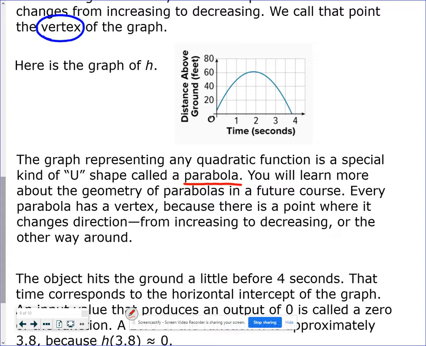Now, because we're talking about something going up and then coming back down, these all look like upside down U's, but there will be times when we'll have graphs where it'll be a right side up U. But that U kind of a shape is the parabola, where it's increasing and then decreasing, or the other way around. Sometimes it decreases and then increases.